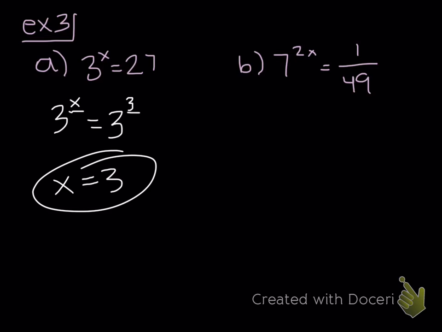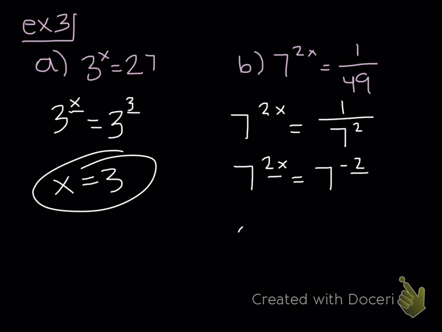Now let's get into a little bit more difficult. So I would change this 49 to be 1 over 7 squared. I know I need to bring it up to the top, so I'm going to say that this is the same thing as saying 7 to the negative second power. And now at this point, my exponents can be set equal because the bases are the same. And when I divide both sides by 2, I get x equals negative 1.